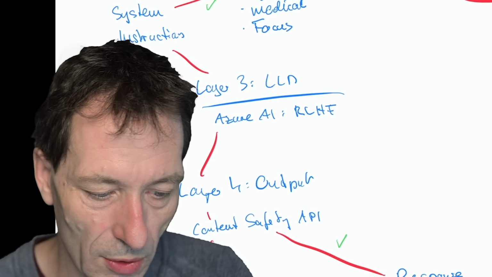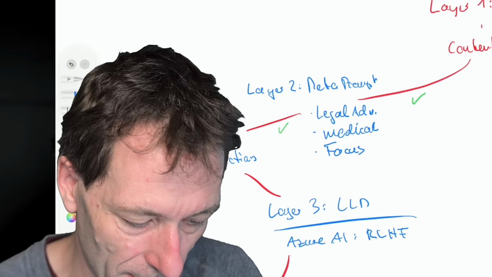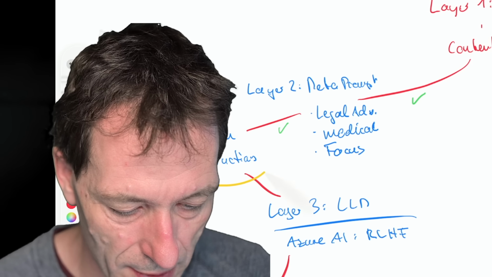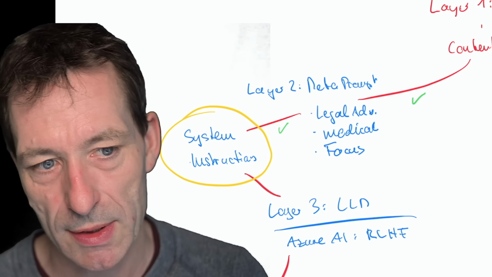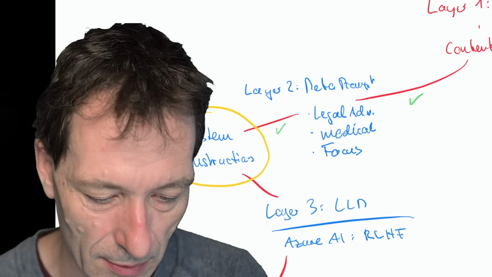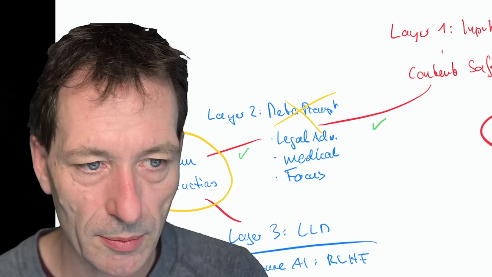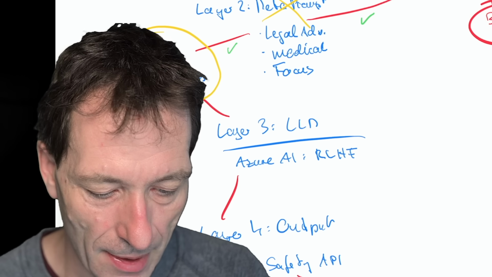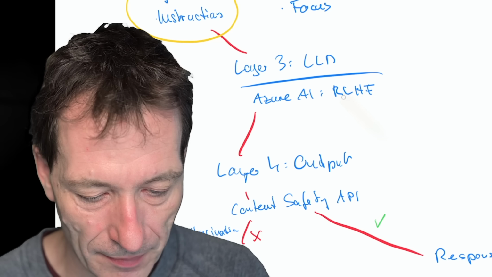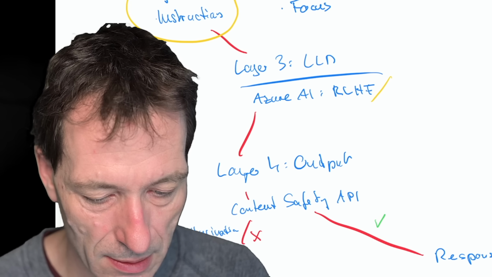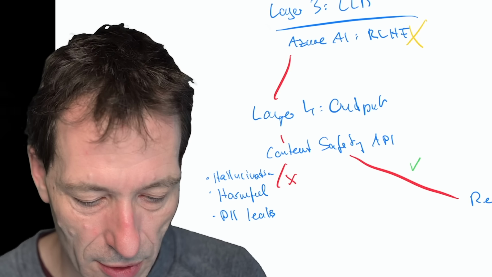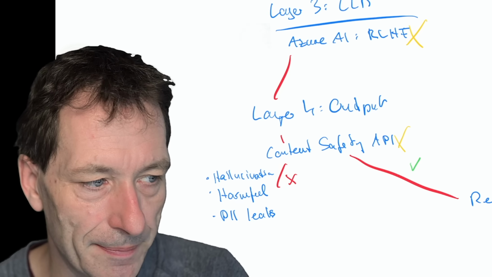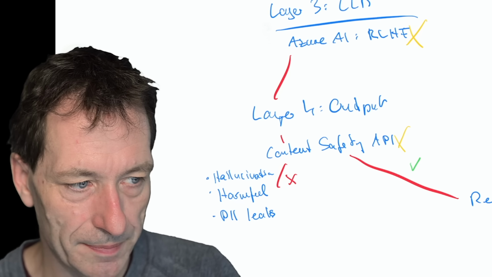What you cannot control, by the way, let's go through that with a different color, yellow. You can control the system instructions when you use data agent, for example. You can write the system instructions. You cannot control the meta prompt. You cannot control the content safety API. You cannot control the large language model internal safety checking, and you cannot control the final content safety check. So that's all not possible.